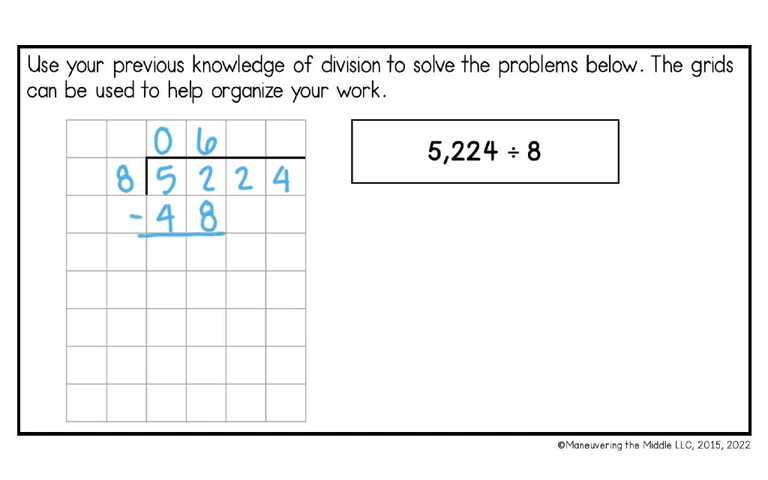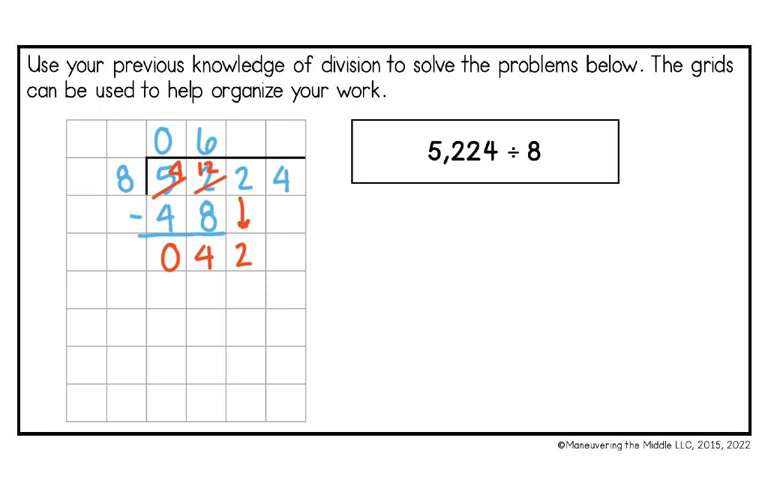So we start with 2 minus 8, which we can't do, so we need to borrow from the 5. That becomes a 4, and the 2 becomes a 12. 12 minus 8 is 4. 4 minus 4 is 0. And I'm going to go ahead and bring down that 2, which is 42.